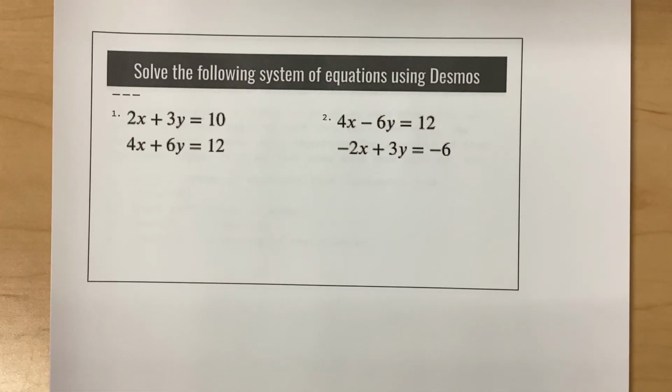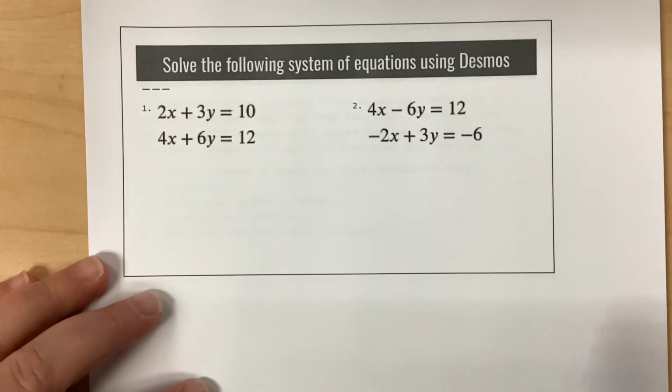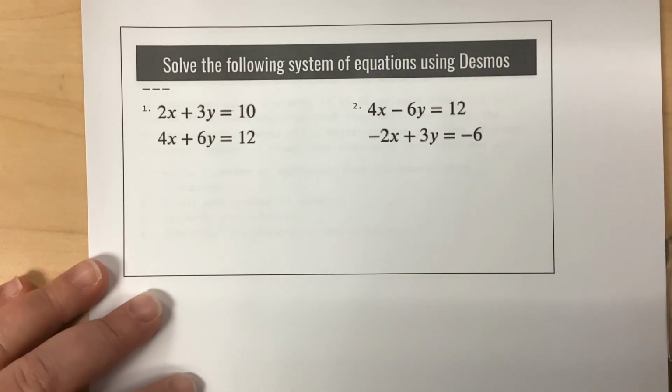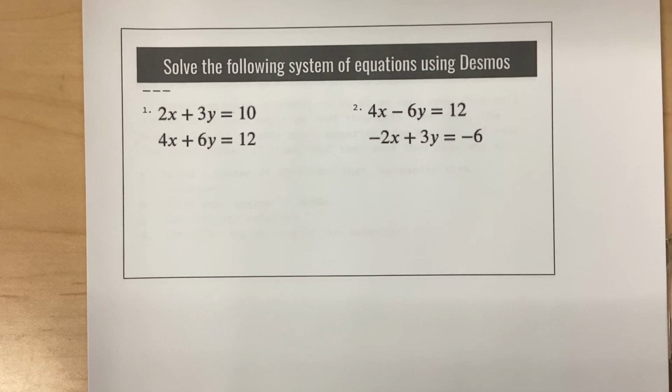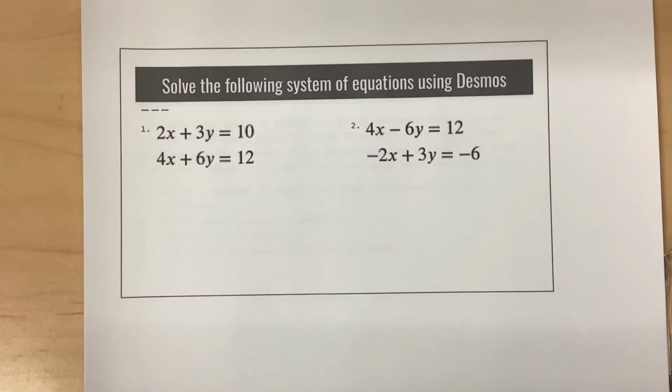All right, so now let's move on and talk about how to do the same thing using Desmos. First we're going to start with some procedural problems. That means problems that don't have any context. And we are going to use Desmos to solve the system, okay? So let me pull up Desmos. And I'll turn the screen here. The first one we have is 2x plus 3y equals 10, and 4x plus 6y is 12.